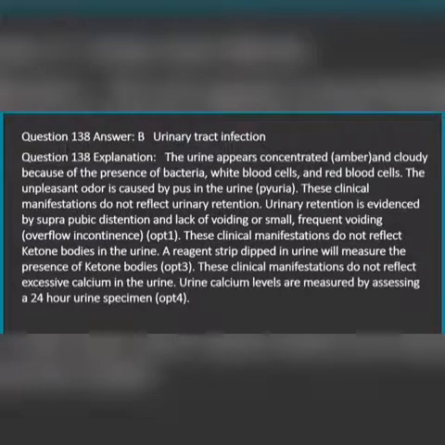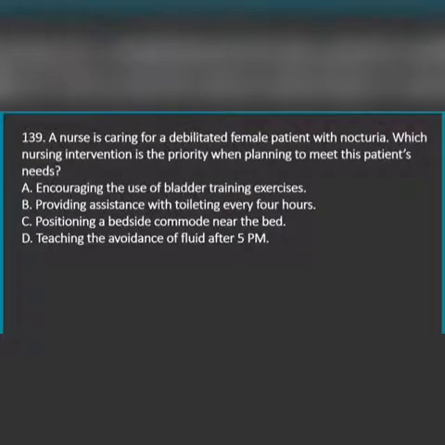A reagent strip dipped in urine will measure the presence of ketone bodies. Opt 3. These clinical manifestations do not reflect excessive calcium in the urine. Urine calcium levels are measured by assessing a 24-hour urine specimen. Opt 4. Question 139. A nurse is caring for a debilitated female patient with nocturia.